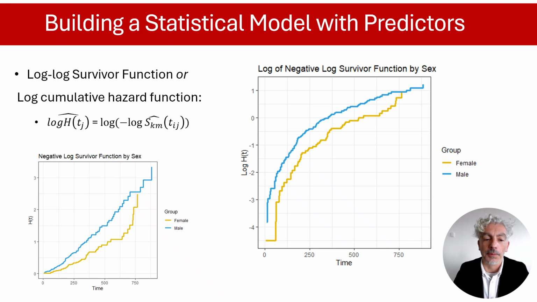And this is particularly useful because it allows us to highlight between group differences in the early stages of the studies, which tend to be more precise because of the risk set being larger. On the other hand, this log transformation diminishes the between group differences in the later values, which tend to be more erratic. So it does have some advantages to use the log of the log, because now we have a representation of estimates that is easier to interpret.